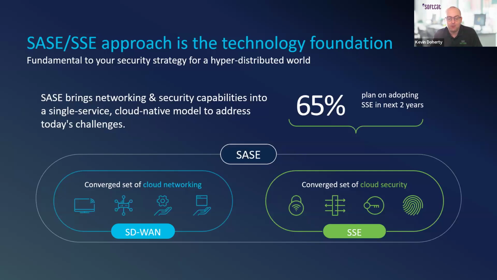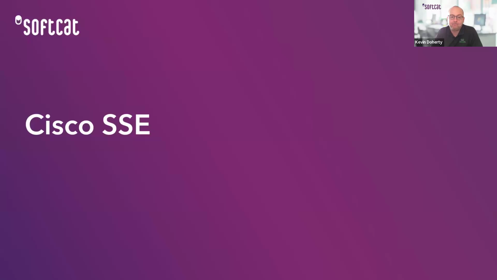This integrated model addresses the needs of modern enterprises by simplifying network management and fortifying security in an increasingly distributed and dynamic digital landscape. So why Cisco for SASE? Cisco is currently the leading choice for SASE solutions due to its comprehensive and integrated approach to networking and security.